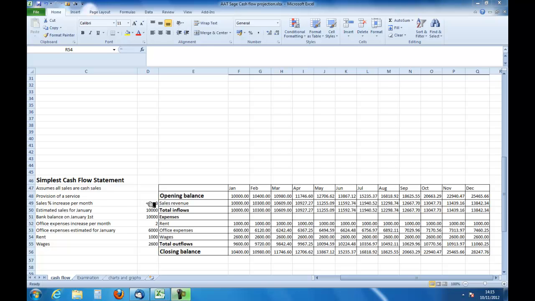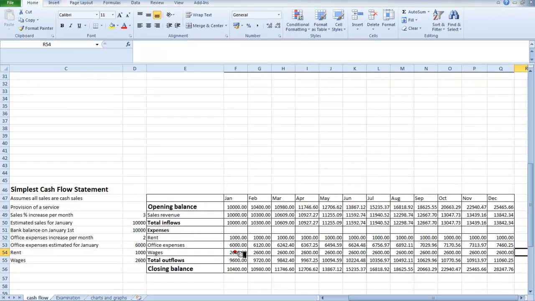They are assuming that the sales increase per month is going to be of the order of 3%. They estimate their sales at the start. They know their bank balance at the start. They're also estimating that office expenses, their major expense, will increase by a certain percentage per month, and those are the suggestions for office expenses for the start of the year in January. Rent and wages are fixed, so we've put those in.